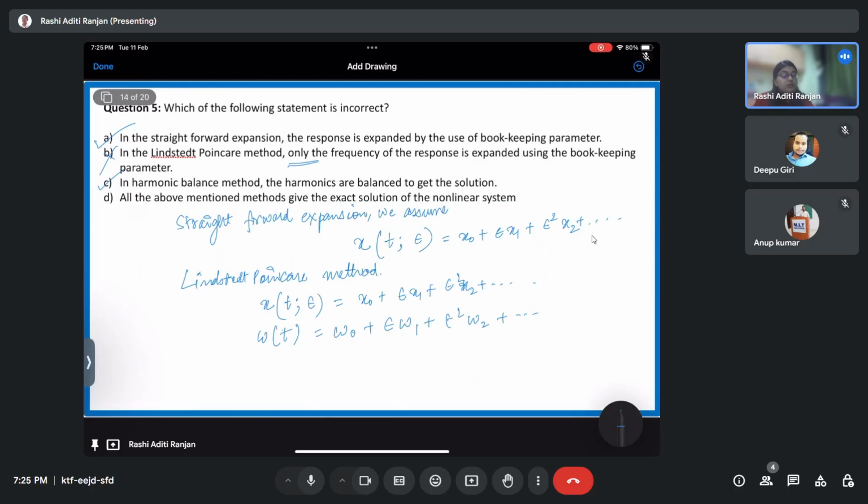Okay. Now the fourth option says that all the above mentioned methods give the exact solution of the nonlinear system. So this is absolutely incorrect, right? Because for a nonlinear system, getting an exact analytical solution is difficult. It is not impossible, it's difficult, right? You can get an exact analytical solution, but all the methods that you have studied this week are essentially approximate methods, right?